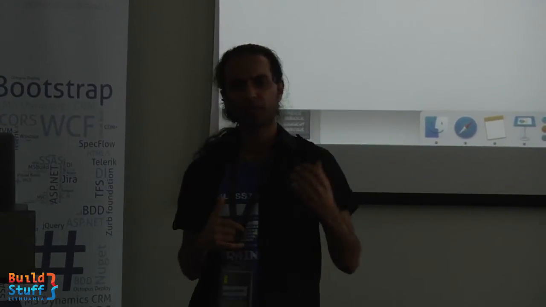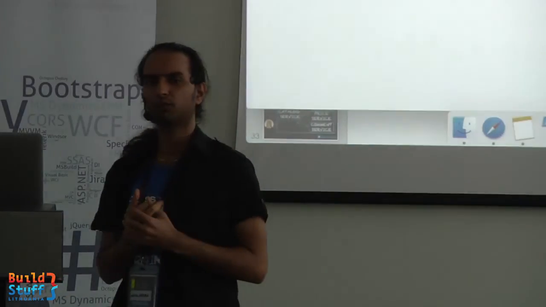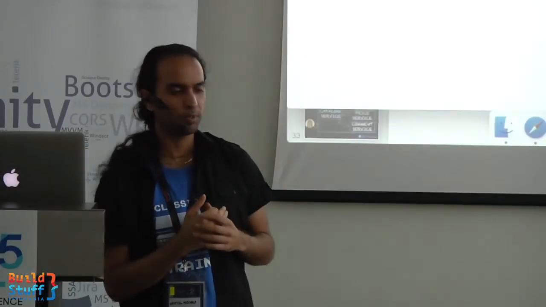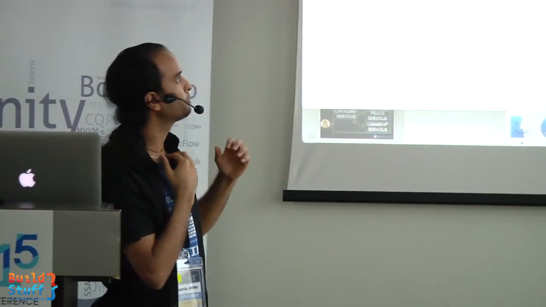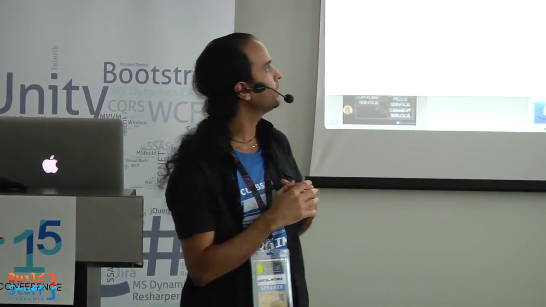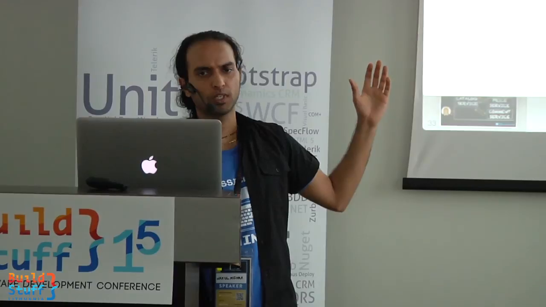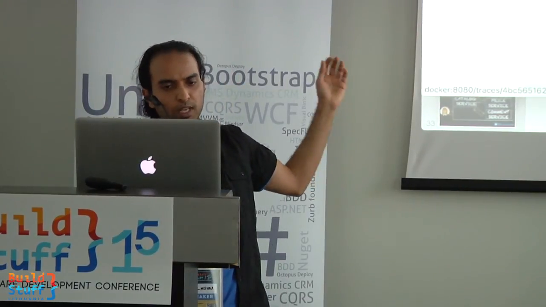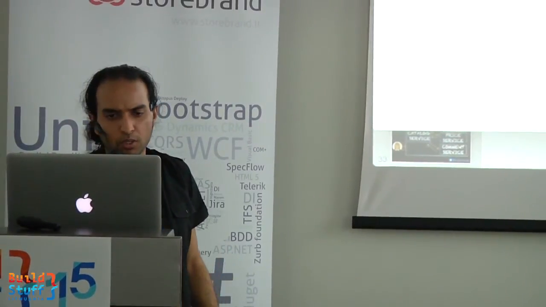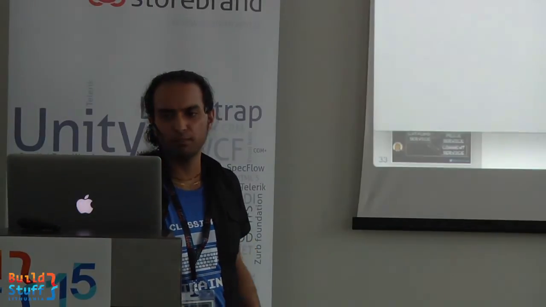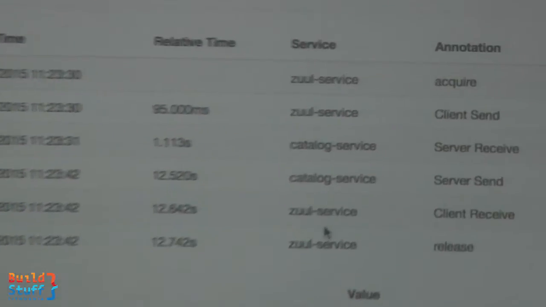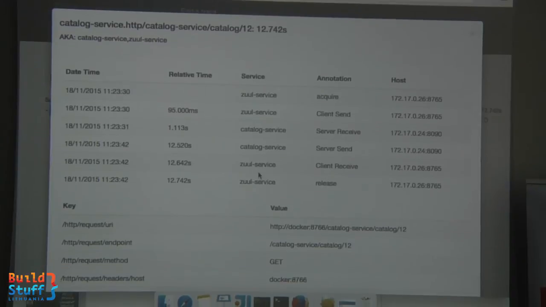So Zipkin is a library based on a paper from Google. It is open source, created by Twitter, but the paper on which it is based comes from Google. What it does, in a nutshell, is allow you to trace your request and how it flows. So for example, when I make a request here, I can see that the first request I made went to the Zuul, then the catalog, and then the Zuul. So this is the high-level overview.